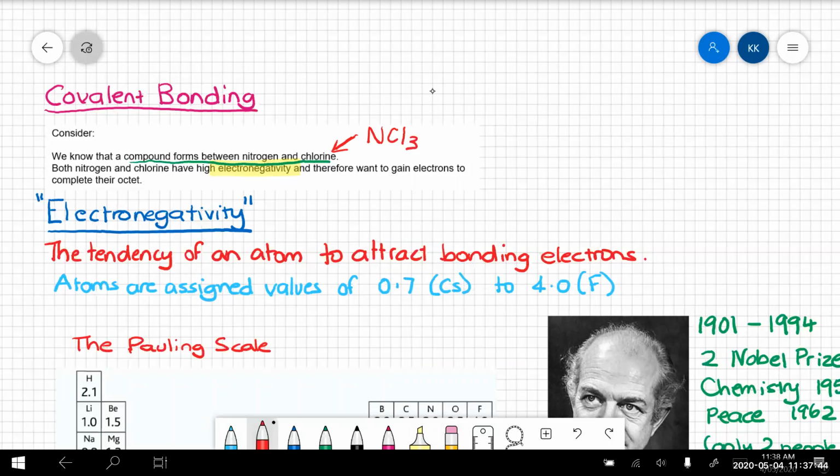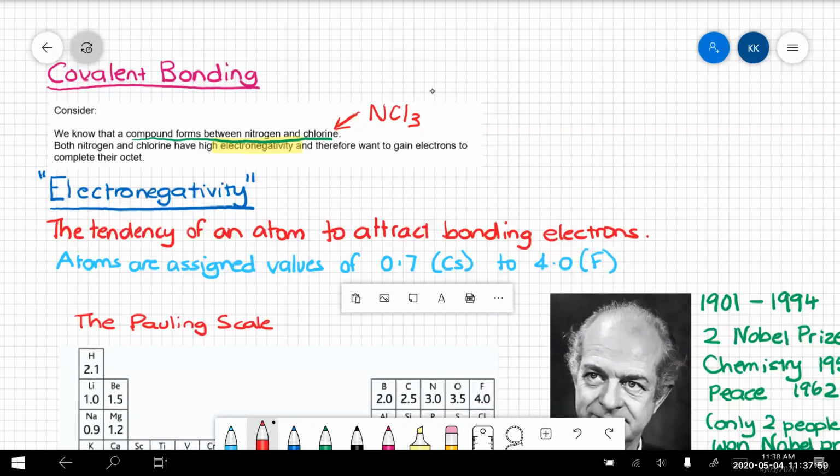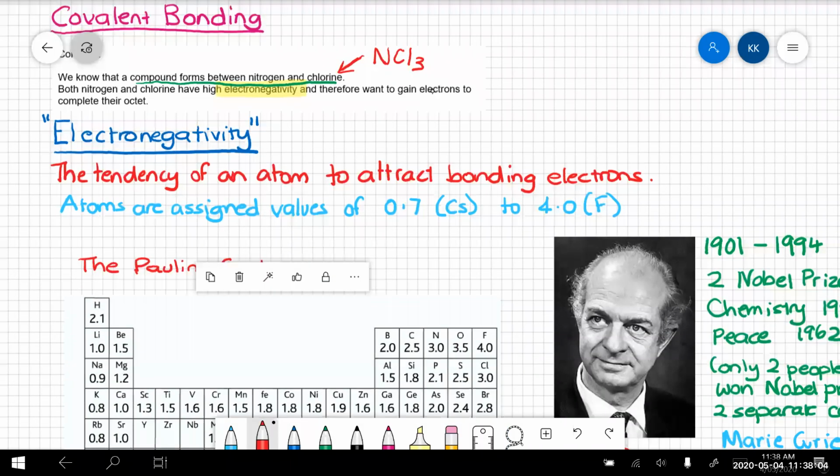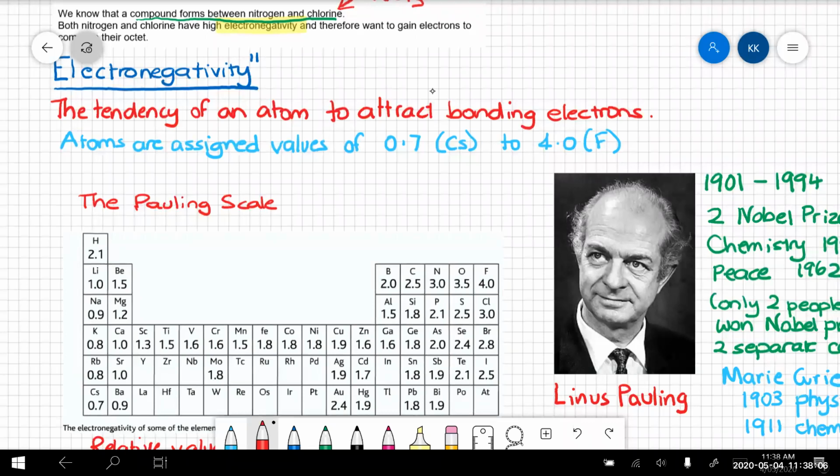So let's explore some of the concepts involved in this. We won't get to the actual covalent bond idea this lesson. That will happen in our next video. But let's just talk about what we mean by the term electronegativity. Electronegativity is the tendency of an atom to attract bonding electrons. And we're going to talk right at the end of this video about what we mean by this term bonding electrons.